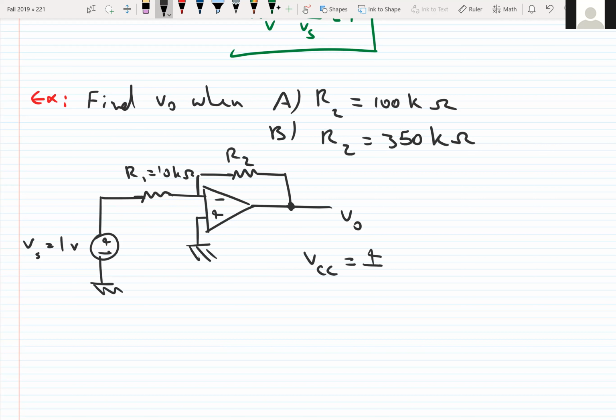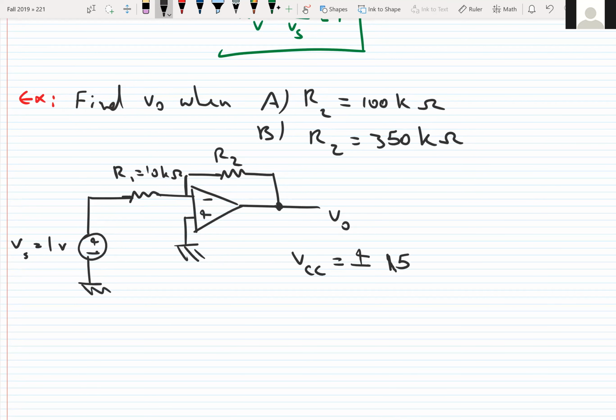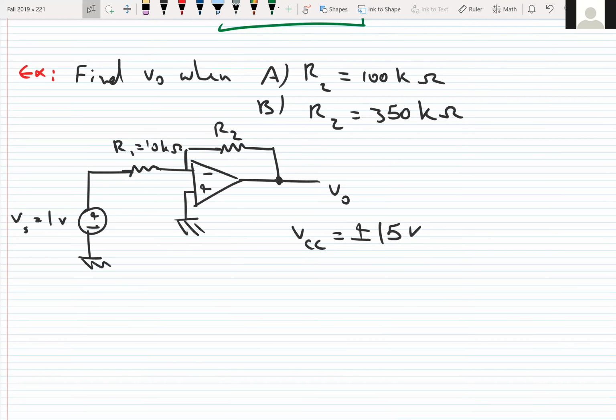And by the way, VCC, plus minus, do you remember VCC? VCC is the external voltage source that we connect to the op amp. It's equal to 15 volts. Okay, so I give you 10 minutes to solve part A and send me the answers in the chat box. So find part A, R2 is equal to 100K, and send me the answer. I give you 10 minutes.